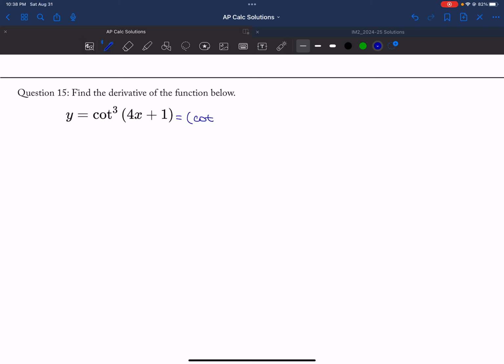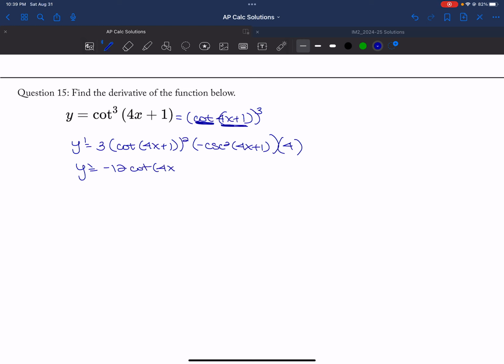Rewrite this as the cotangent of 4x plus 1, and this is cubed. So then y prime is 3 cotangent of 4x plus 1 to the second power. Negative cosecant squared of 4x plus 1 gets me the derivative of cotangent. And then one more derivative of 4. So I can get y prime is equal to negative 12 cotangent squared of 4x plus 1 and then cosecant squared of 4x plus 1. Okay, and that is it for the odd numbered questions.